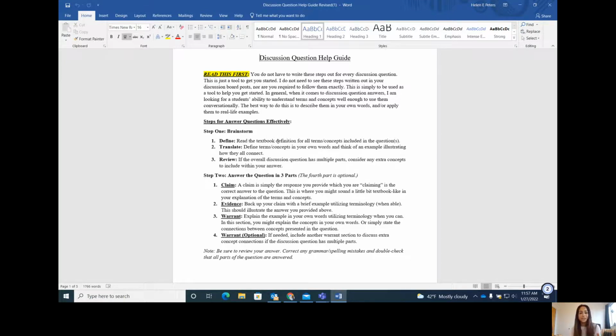So that's going to be the second step, right? After you look at the textbook definition of the term or concept, you're going to define it in your own words and think of an example that illustrates it. Then the last thing you're going to do is go back and reread the question, and I bet you're going to understand the question much better afterwards.